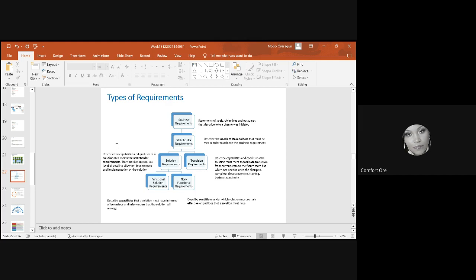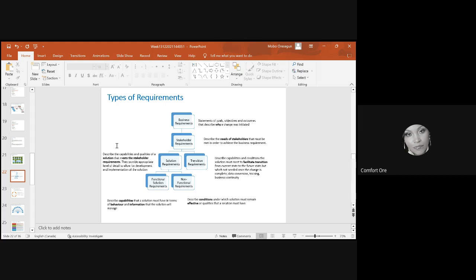So what I should have done is actually speak about the transition before coming to this, but I'll do that. A transition requirement describes capabilities and conditions the solution must meet to facilitate transition from current states to the future states, but which are not needed once the change is complete. For example, the data conversion, the training, the business continuity.